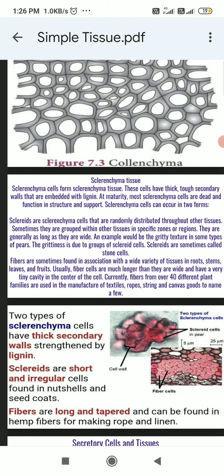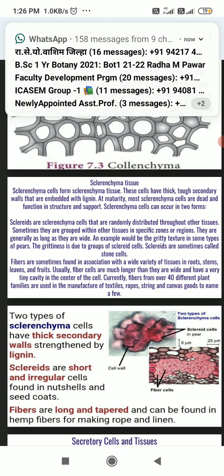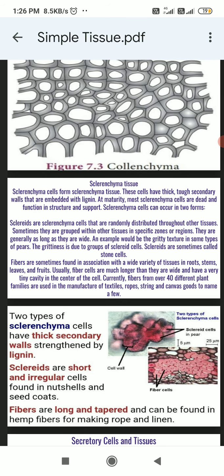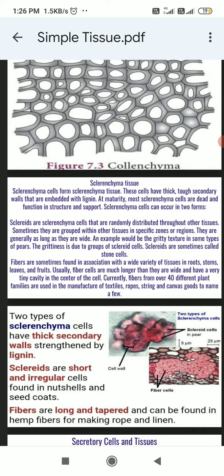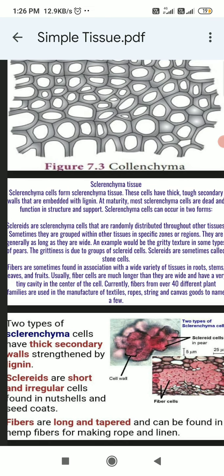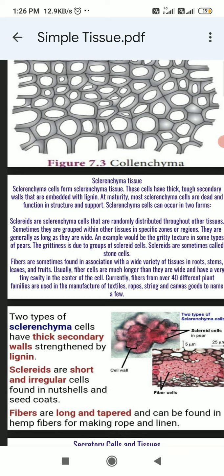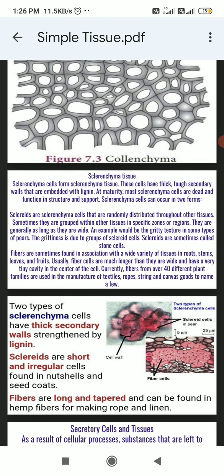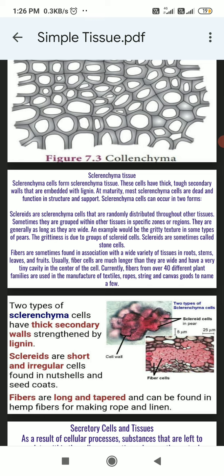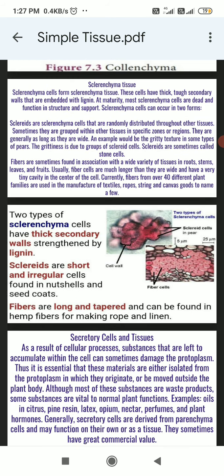Then come towards the fibers. Fibers are sometimes found in association with a wide variety of tissue in roots, stems, leaves, and fruits. Usually fiber cells are much longer than they are wide and have a very tiny cavity in the center of the cell. Fibers from over 40 different plant families are used in the manufacture of textiles, ropes, strings, and canvas goods. Many of them we are using in our homes.